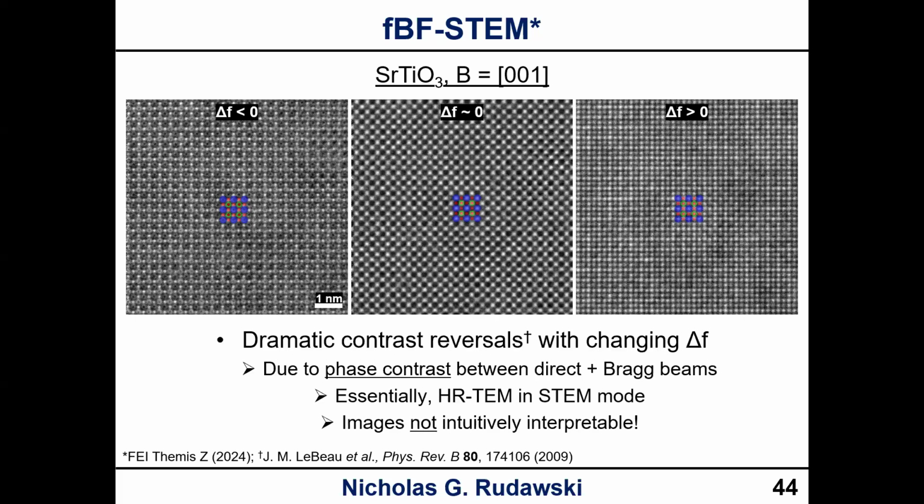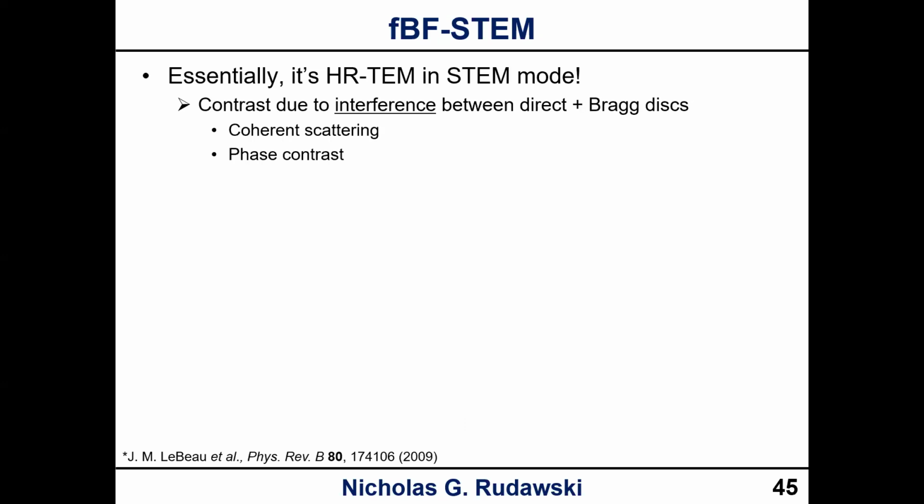So we see contrast reversals with changing focus state. And this is again due to the fact that we have phase contrast between the direct and the Bragg beams. So what we're doing when we do false bright field is essentially high-res TEM in STEM mode. The images are not intuitively interpretable as a result. So again, just to summarize, false bright field is essentially high-res in STEM mode. Because we're seeing contrast due to interference between the direct and the Bragg disks, we're looking at coherent scattering and phase contrast. So we have the same limitations that we have with high res.